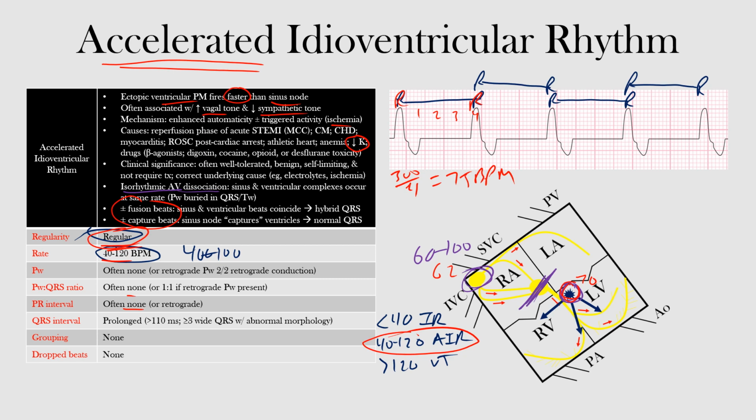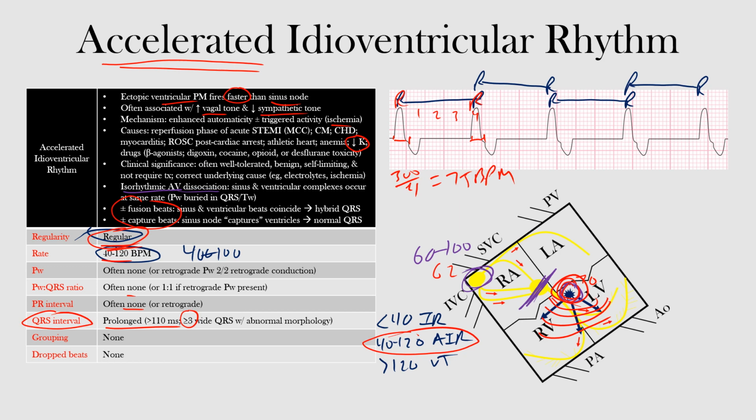Now in terms of the QRS interval, this is one of the main things: we're going to see a prolonged QRS interval. The width of the QRS complexes are prolonged because we're originating within our ventricles where we have that slow cell-to-cell depolarization. And you usually want at least 3 wide QRS complexes with abnormal morphology. There's no grouping and no dropped beats. So the main thing here is that you have this regular rhythm that's occurring above the intrinsic rate of the ventricles and this wide QRS morphology.